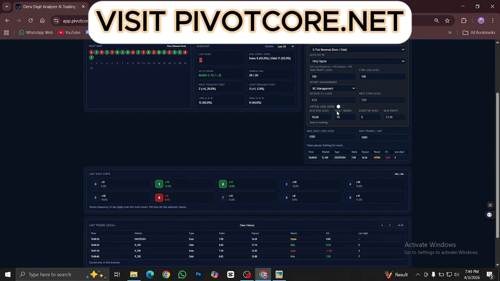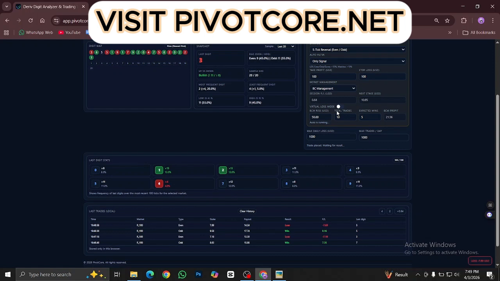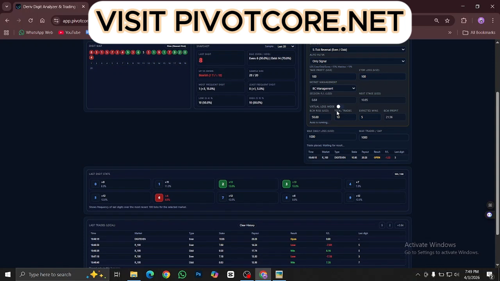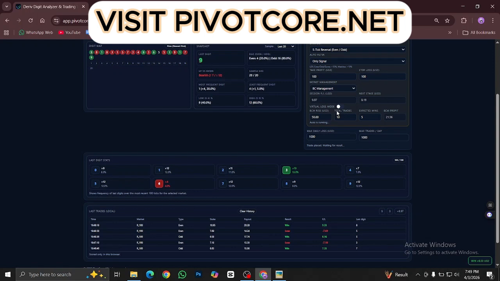Now let's watch the bot in action. Notice how it analyzes the last digit patterns before entering a trade. We're aiming for those 5 wins. By automating this, we eliminate the delay that happens when trading manually. As the trades come in, you can see the transparency of the platform. Every win and loss is logged instantly. This level of clarity is why more traders are moving toward PivotCore for their daily sessions. It's about working smarter, not harder.